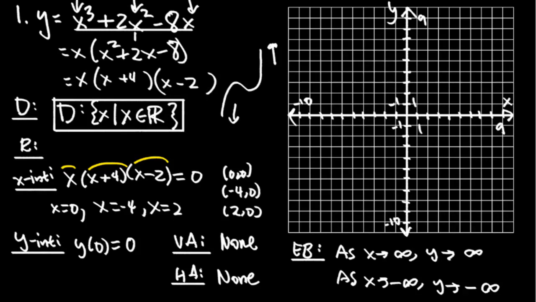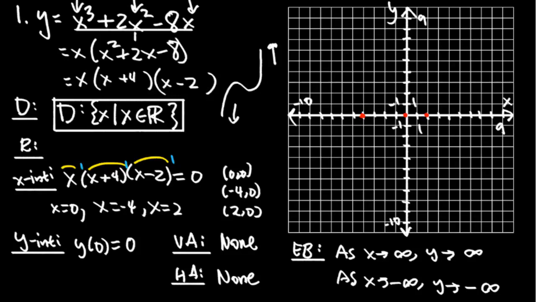All right, so x-intercepts, we have (0, 0). We have (-4, 0), so negative 1, 2, 3, 4. And then (2, 0). All right, quick thing I want to go over is the multiplicity of these. These each have a multiplicity of 1, because they are all raised to the power of 1. Therefore, we know that the function is going to go through each of them.